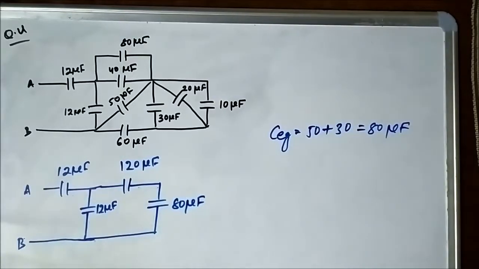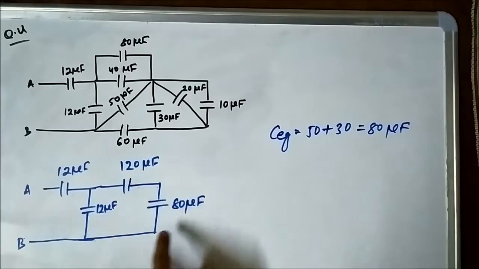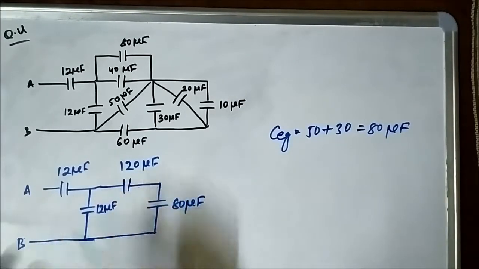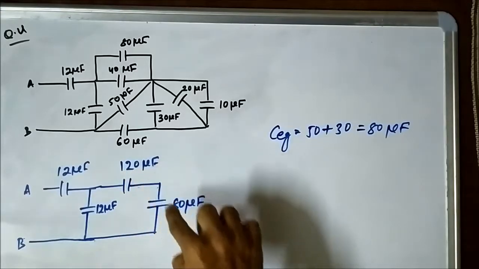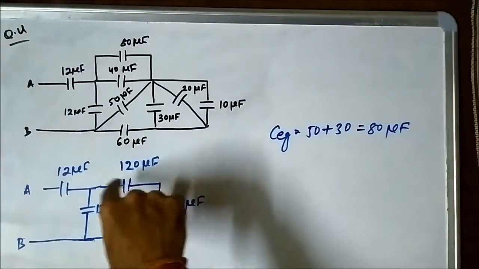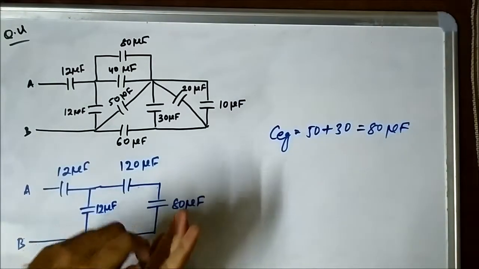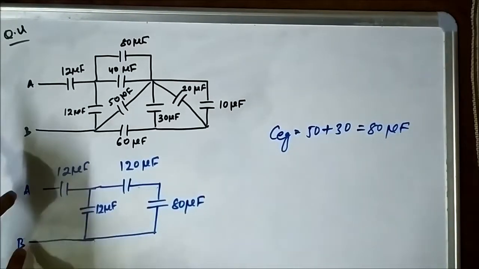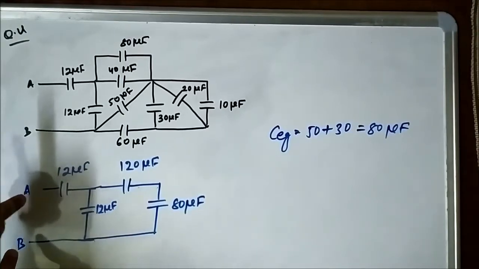Now again, this 120 microfarad and this 80 microfarad, these two capacitors, are connected in series, because there is an end-to-end connection pattern. All these connections are with reference to the points A and B, because we have to find out the equivalent capacitance across the points A and B.